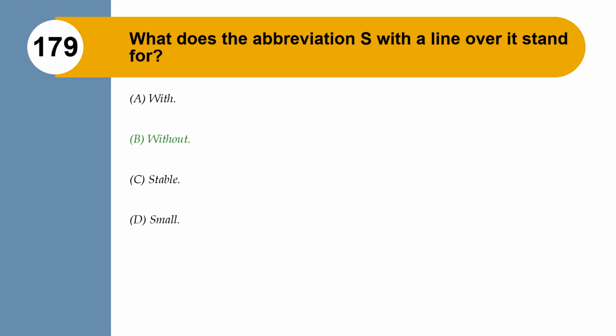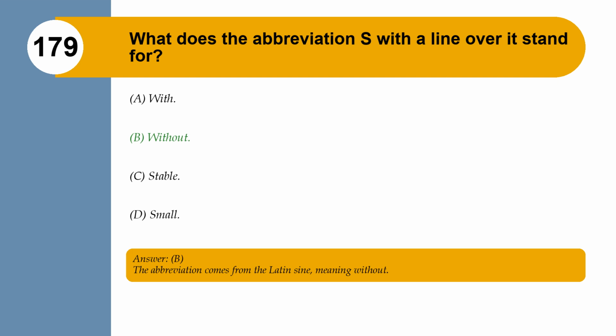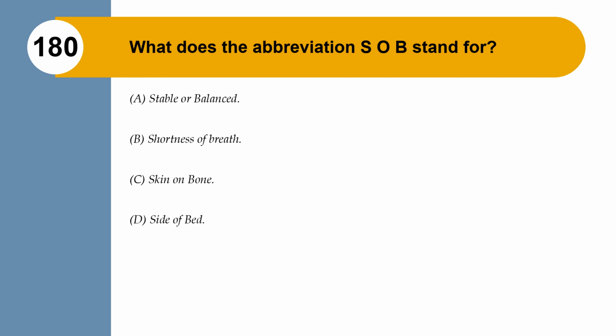The correct answer is option B, without. Explanation. The abbreviation comes from the Latin sine, meaning without. Question 180. What does the abbreviation SOB stand for? Option A, stable or balanced. Option B, shortness of breath. Option C, skin on bone. Option D, side of bed.